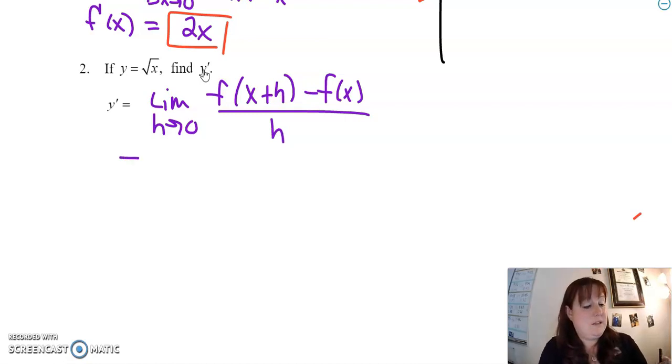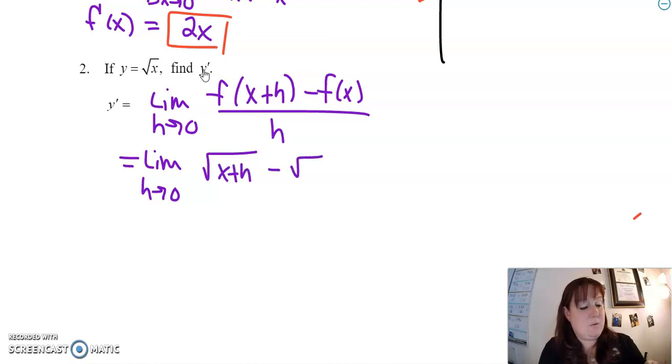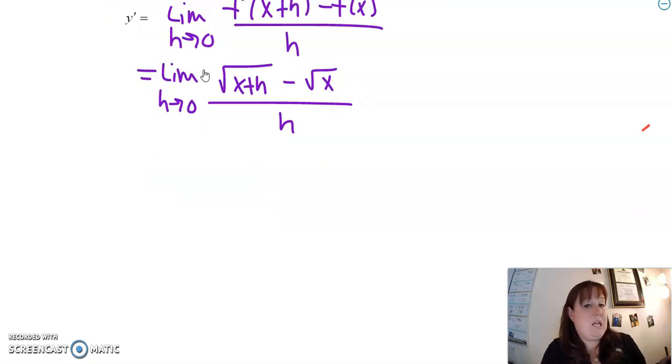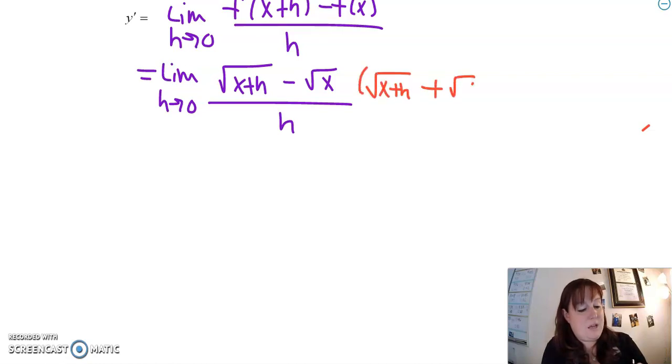So that equals the limit as h approaches 0. What is the function? Well, the function is the square root, and instead of x, it's going to be x plus h, minus the square root of x, all over h. Okay? Now, if I put h equals 0 in here, I would have 0 in the denominator, so that's a problem. So how do I undo that? How do I actually get rid of that? Well, if you remember, we're going to multiply by the conjugate. So we're going to multiply top and bottom by root x plus h plus root x.